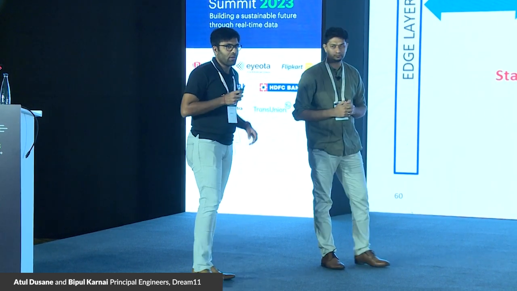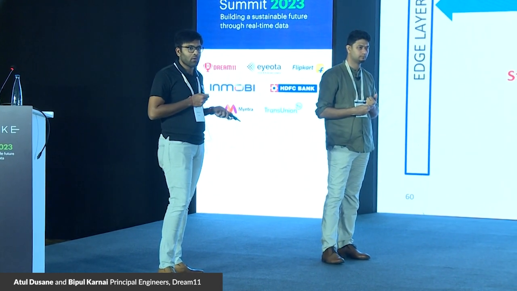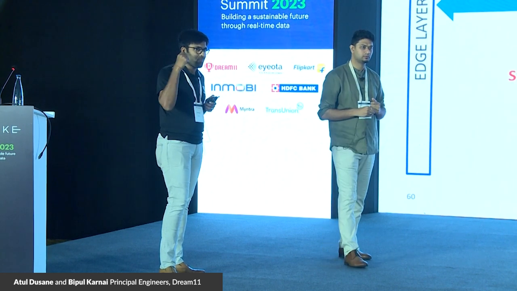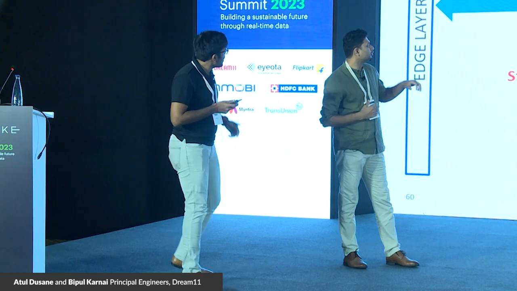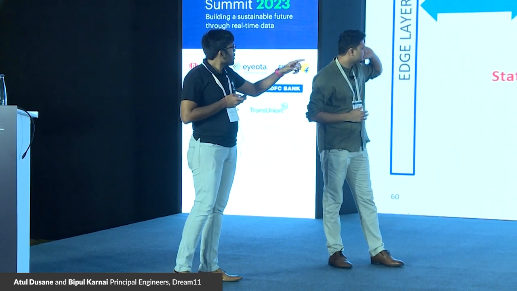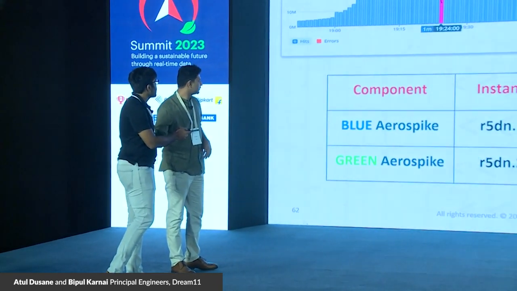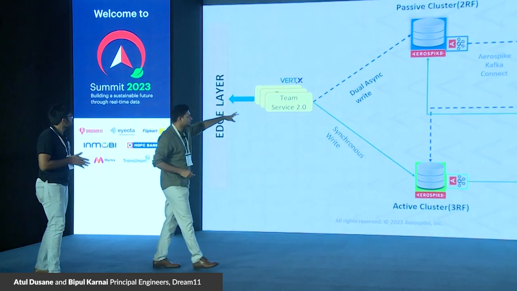So we wanted the fast, minimum downtime, and that is where, if anything happens with the active Aerospike, we want to switch our traffic to the passive Aerospike. So that was the strategy. Did I answer your question? No, but is there any specific reason for moving away from XDR to Kafka? Okay, he's talking about the team service architecture.